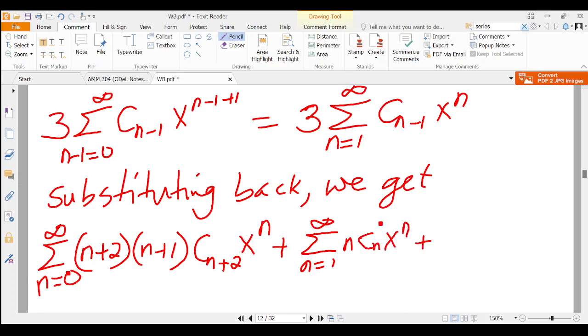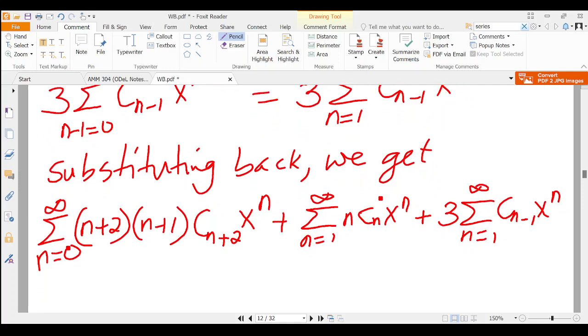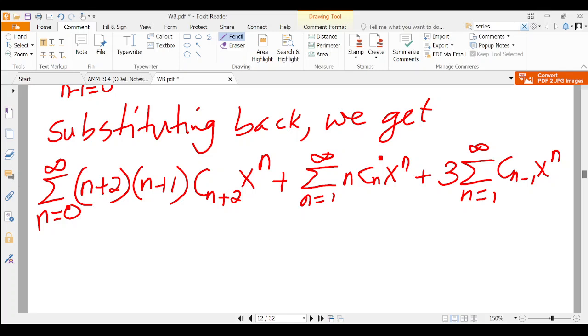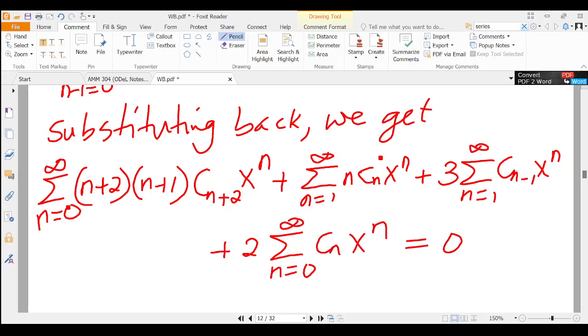The third term now we have 3 times the sum from n equals 1 to infinity, c_{n-1} x raised to power n. And the last term is 2 times the sum from n equals 0 to infinity, c_n x raised to power n, and the result is equal to 0.